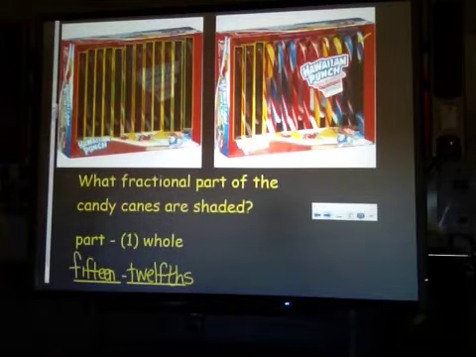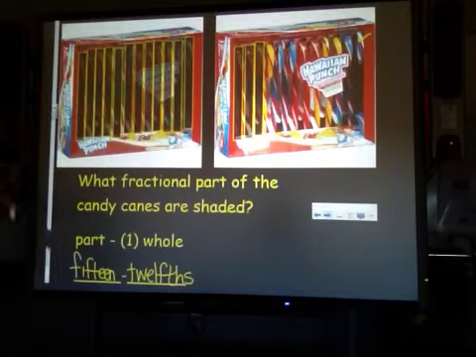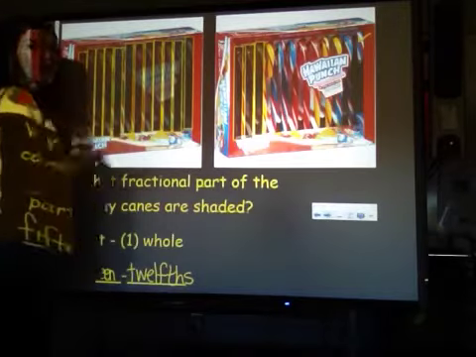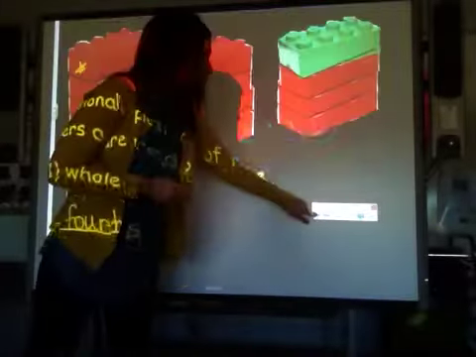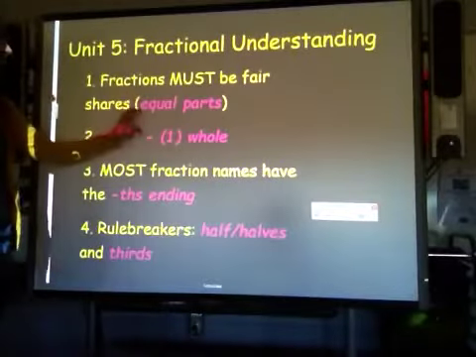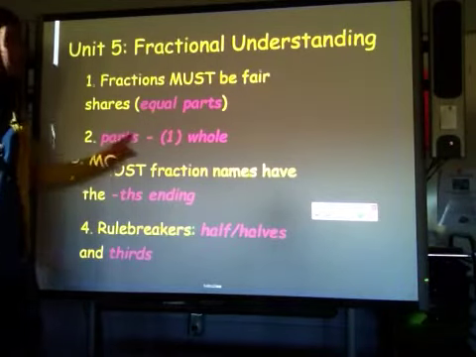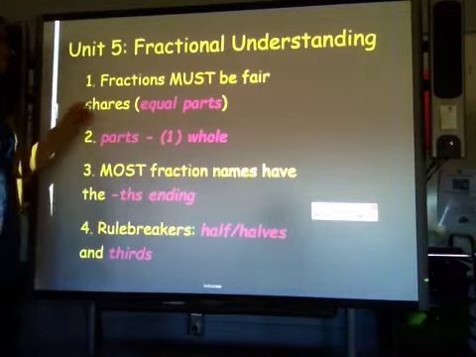So what fractional part of the candy canes are shaded? Say it with me. 15/12 are shaded. That means more than one whole box is shaded. Okay? So just remember, let's go back to the beginning. When you're naming fractions, you name the part that it asks for first out of how many it takes to make one whole.